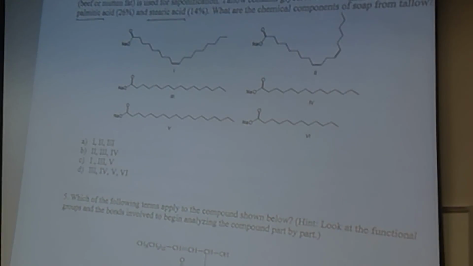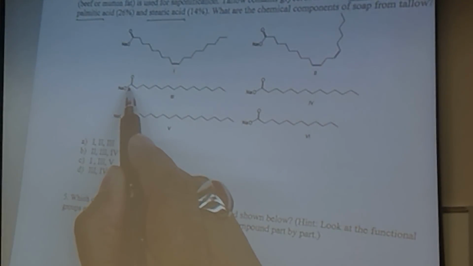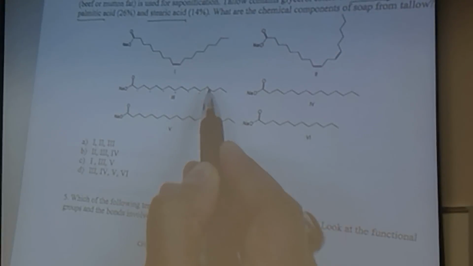These are the compositions. So now which one is the palmitic acid? 1, 2, 3, 4, 5, 6, 7, 8, 9, 10, 11, 12, 13, 14, 15, 16. So 3 is the palmitic acid. So this is the palmitic acid, so that we will find that one from the tallow.